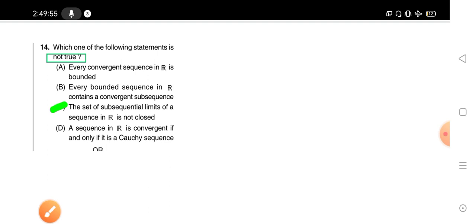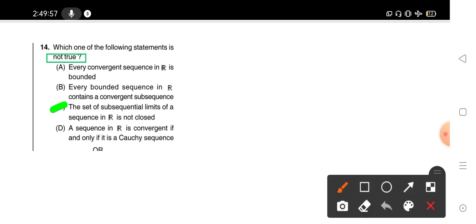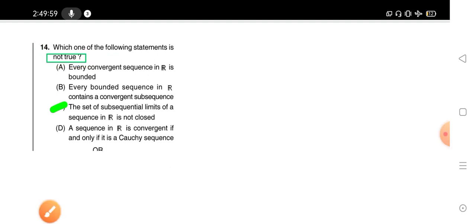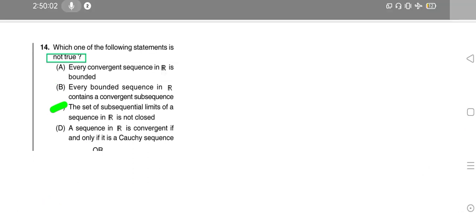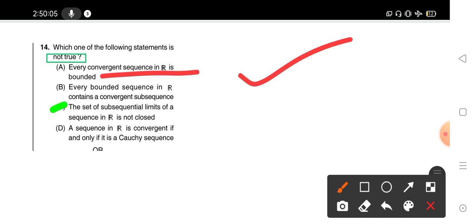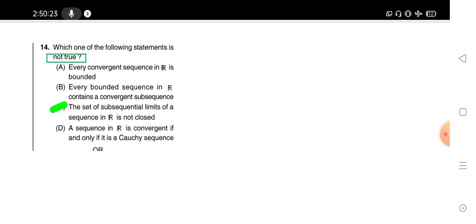Which one of the following statement is not true? Here also asked not true. Every convergent sequence is bounded. This is correct. Every bounded sequence in R contains a convergent subsequence. This is also correct. The set of all subsequential limits of a sequence in R is not closed. A sequence in R is convergent if and only if it is Cauchy. This is also correct. This is wrong. Option C is not true.